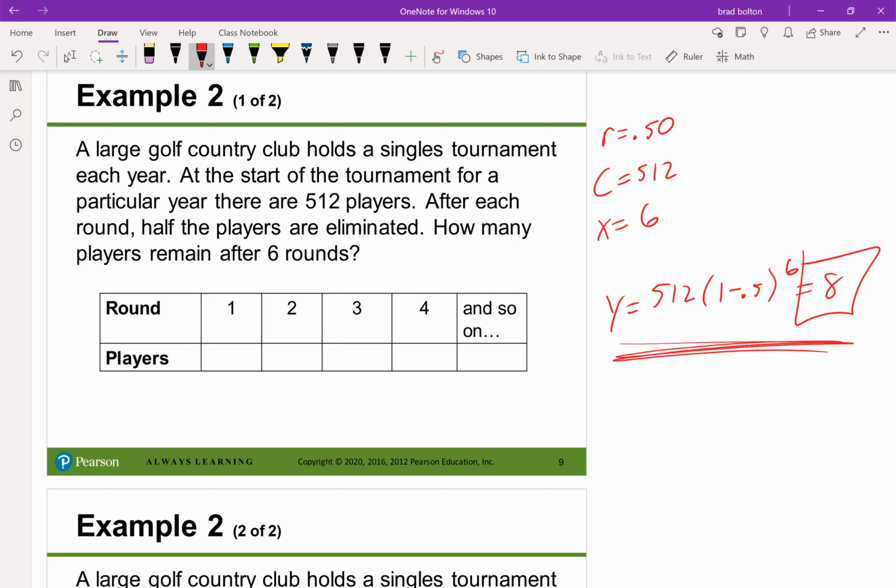So let me just plug in the table. This was 256. This was 128. This was 64. This was 32. The next one would be 16. You got it. So on and so on. And then the next one would be 8. This would be X equals 5, and this would be X equals 6. All right. So let's move on.